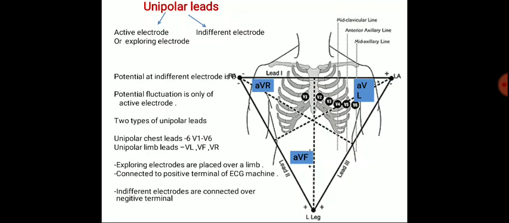Unipolar leads are divided into two types: unipolar chest leads and unipolar limb leads. Unipolar chest leads are six in number and are designated V1 to V6. They are called chest leads because they are located at the chest area from the intercostal space 4 to intercostal space 5, from the right side of the sternum up to the left side of the sternum, and extend up to the mid axillary line.